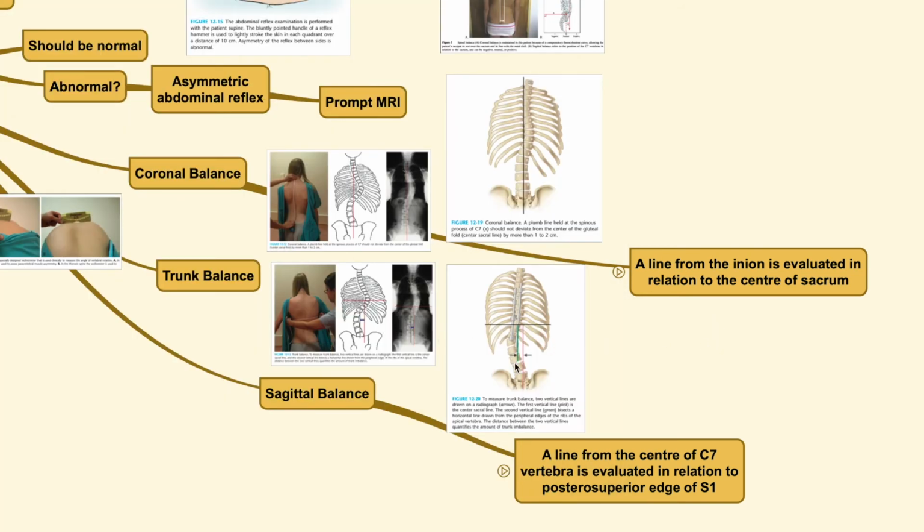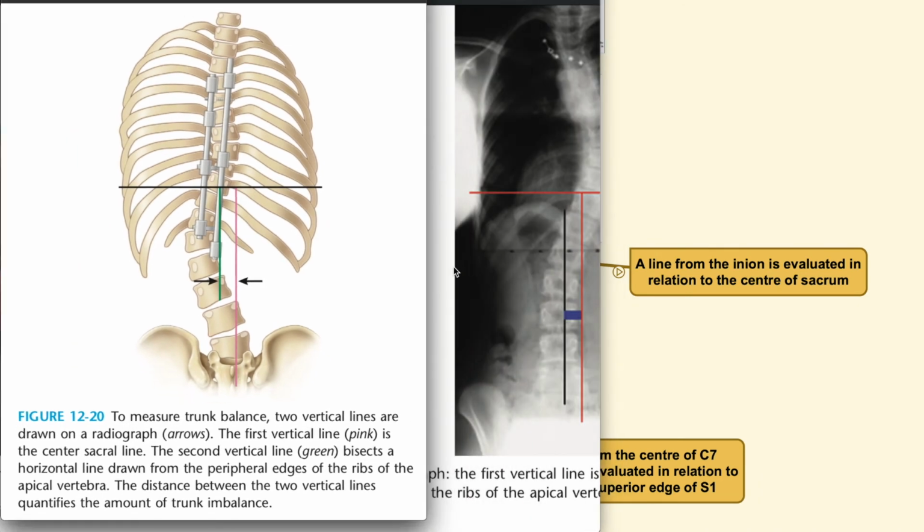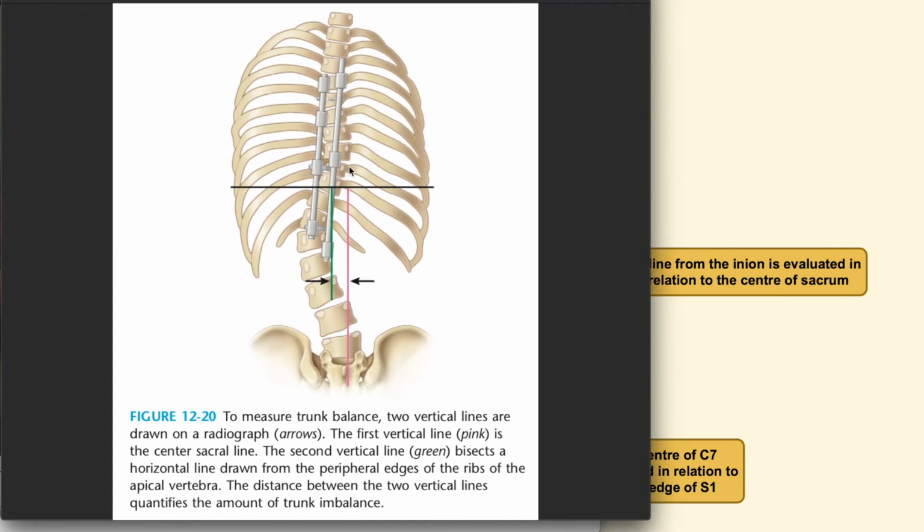Now this is another measurement of the trunk balance that is remeasured after the patient underwent surgery. So once again, the pink line here is the vertical line, or the central sacral line. The second one, the green line, is the line that bisects the peripheral edge of the ribs, and the distance between them is the trunk balance.